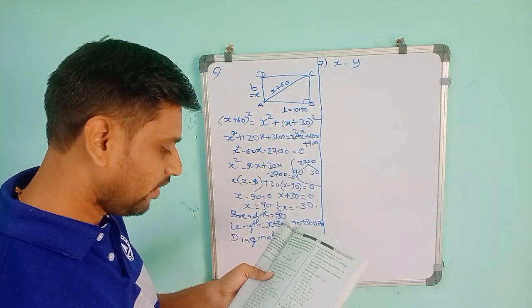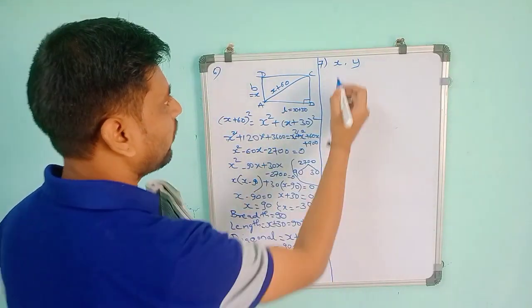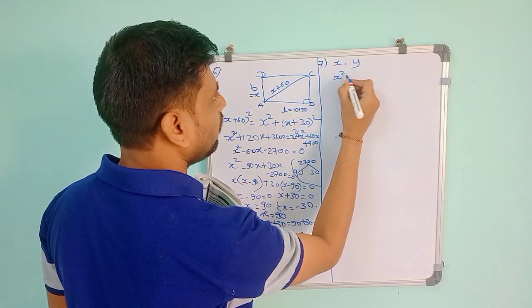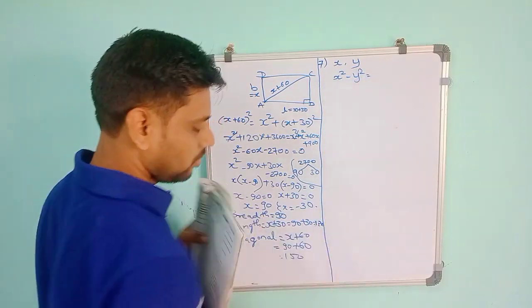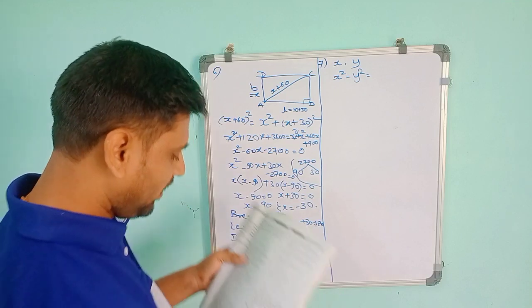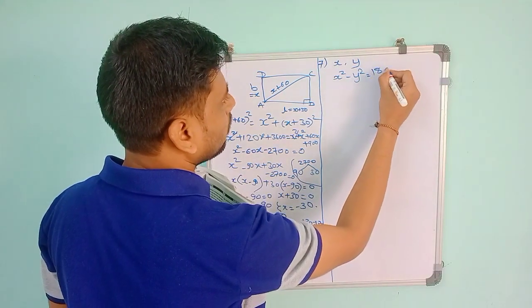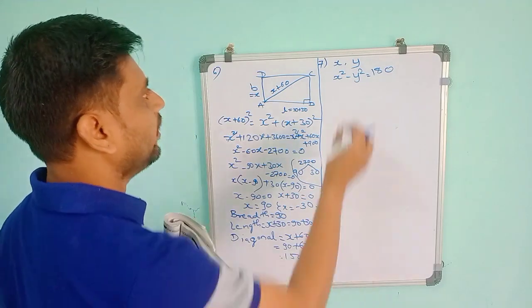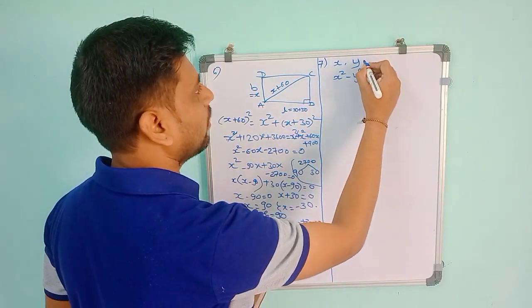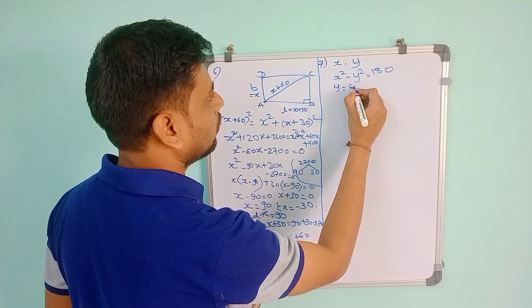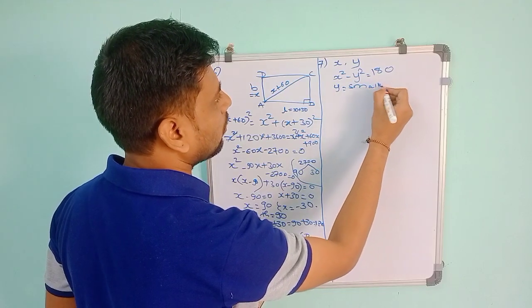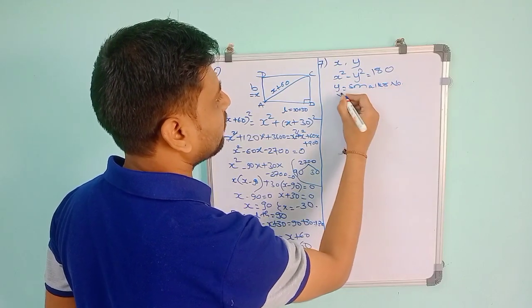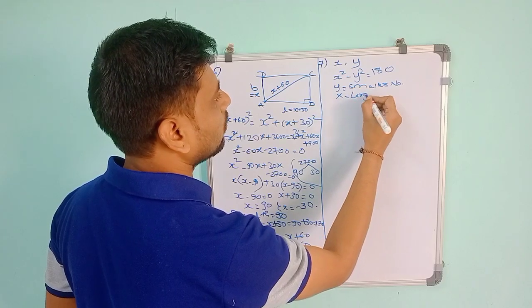What is the first condition they gave? The difference of the squares is equal to 180. Then they gave the square of the smaller number. So I will take y as the smaller number and x as the larger number.